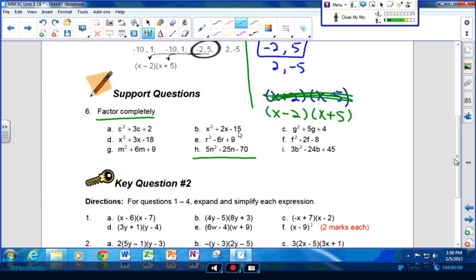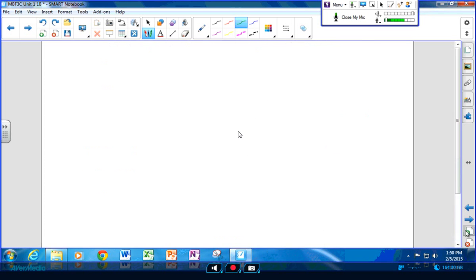And I have about 5 minutes, and I'll really be talking about this next time. But let's take a look real quick at what we can do. I have 4 minutes. Okay, I'm just going to make a blank page here. So you can only do the factoring trick if there's no number in front of the first variable. So this is support question 6. This is h, and it's 5n squared minus 25n minus 70.